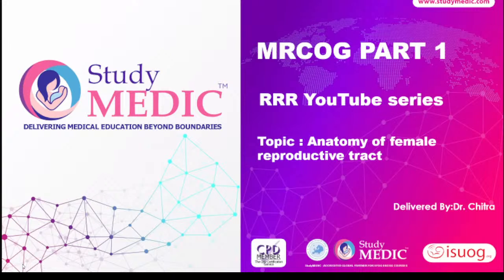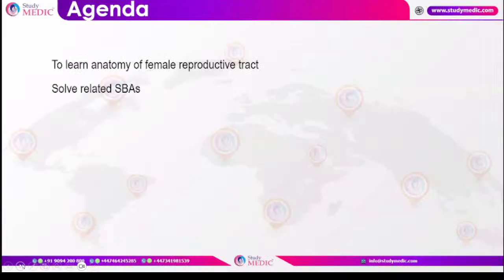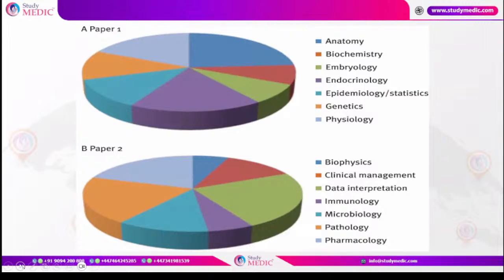All right. So the agenda for this session today is to learn the anatomy of the female reproductive tract and to solve related SBAs. Now, before we begin, just a gentle reminder to all of you that the module anatomy is a part of your paper 1 and it forms a very huge chunk. So expect somewhere around at least 25 questions from anatomy.